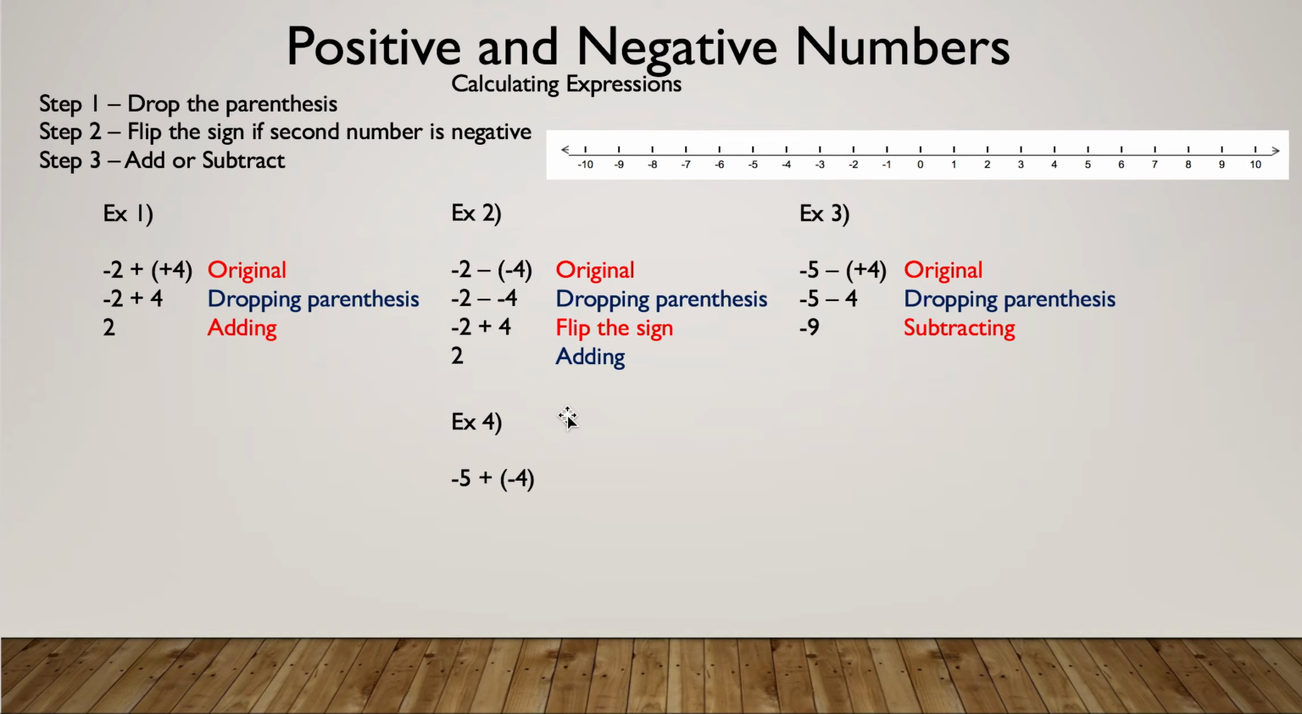We have -5 plus -4. It's the original. In this particular case, we're going to be dropping the parentheses. Okay, and the next step is flipping the sign because the second number is negative. And then the last step is subtracting, and we get the same thing. So let's verify. Negative 5 here, and we go 1, 2, 3, and 4. It's negative 9.